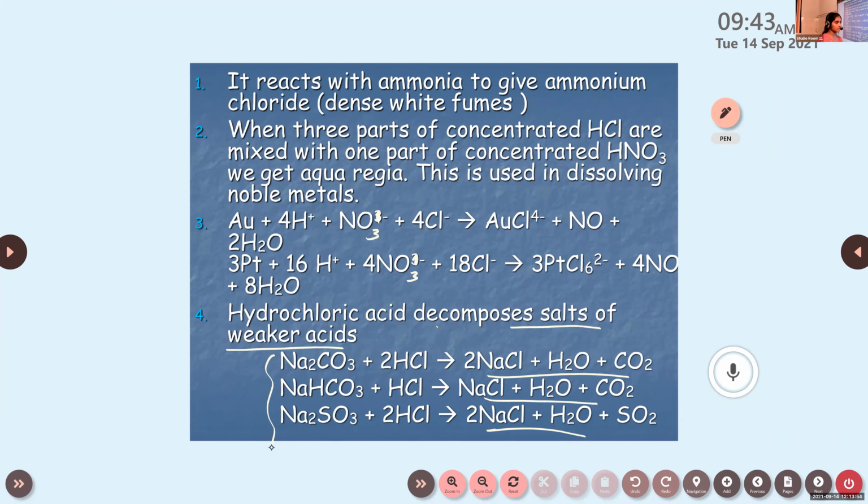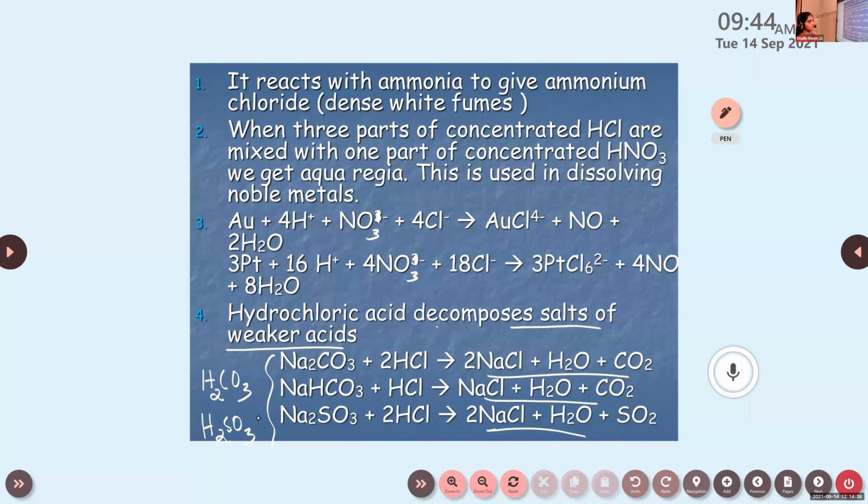We know that acid and base combine together to form salt and water, right? So here a weaker acid plus base gives the salt. Which weaker acid will be present in the salt? In Na2CO3 and NaHCO3 it is H2CO3, carbonic acid, and in Na2SO3 it is H2SO3, sulfurous acid. These two are the weaker acids present in the salts, and along with that, sodium hydroxide will be there. Clear, children? So that's about the reaction of hydrochloric acid.